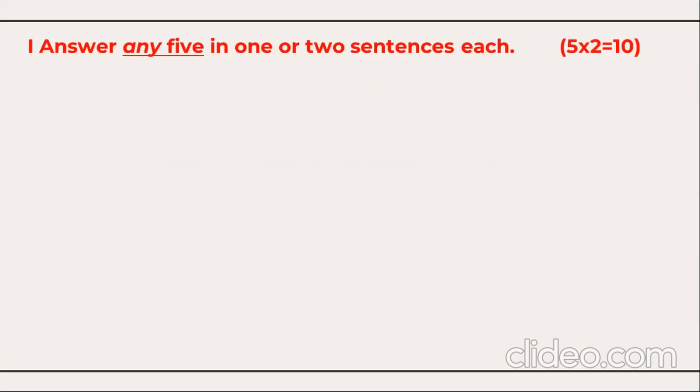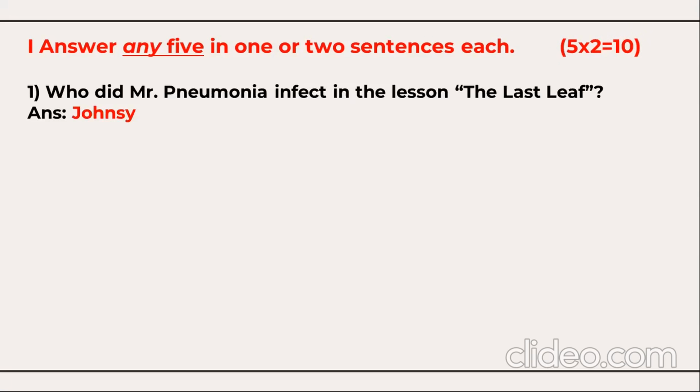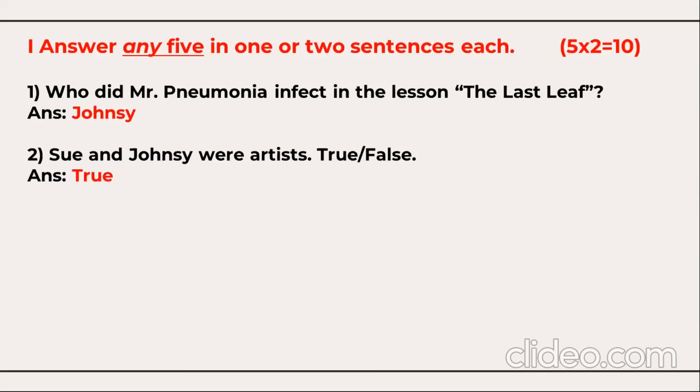Here you have the first section where you need to answer 2 marks questions. You'll be given 7 questions. Out of 7 questions, you need to opt any 5 questions, and you can answer either in one word or in one or two sentences. Each stands for 2 marks. Question number 1: Who did Mr. Pneumonia infect in the lesson The Last Leaf? The answer is here: John C. Sue and John C. were artists. True or false? True. They were artists.